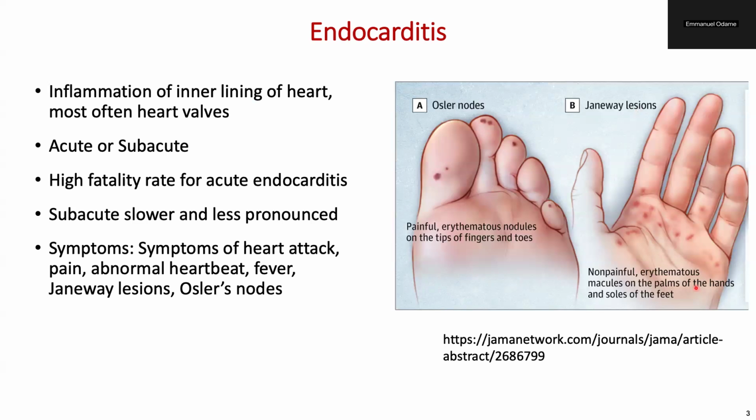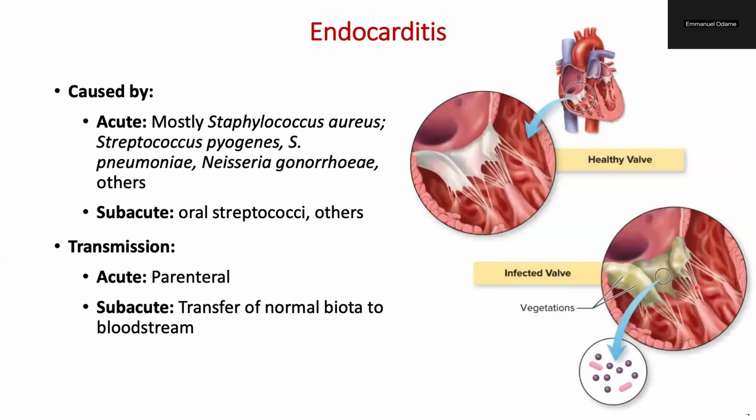This disease can also be caused by vascular trauma or also circulating immune complexes, which are non-infectious. So there is not only one way of which you can get it. These are caused mostly by Staphylococcus aureus, Streptococcus pyogenes, and Streptococcus pneumoniae, and also others. This causes the acute one, and the subacute one is caused by oral streptococci, among others. The transmission is mostly parenteral for the acute, and for the subacute it is transfer of the normal biota to your bloodstream.